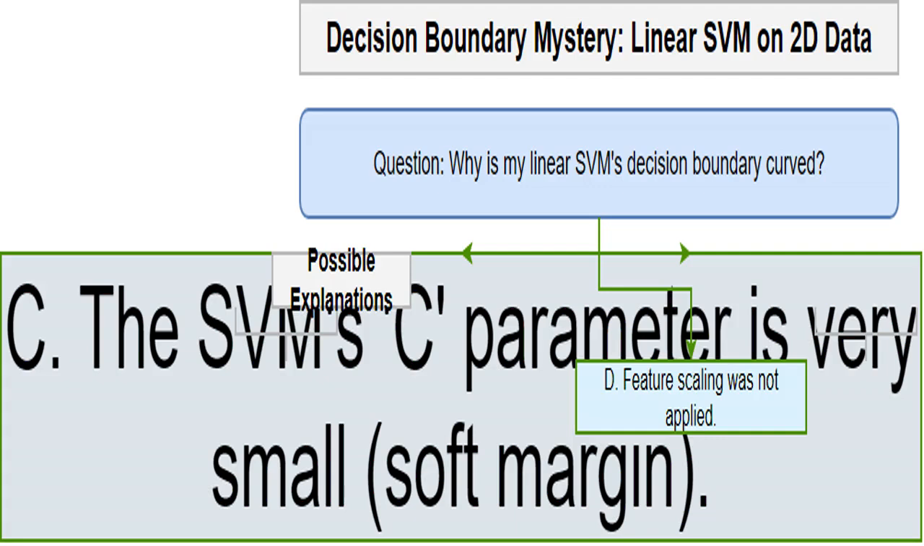If features aren't scaled appropriately, for instance, one feature has values ranging from 0 to 1, and another from 0 to 1000, it can distort the data, and what looks linear in one scale may look nonlinear in another. It's like trying to draw a straight line on a stretched rubber sheet. The line will appear distorted.